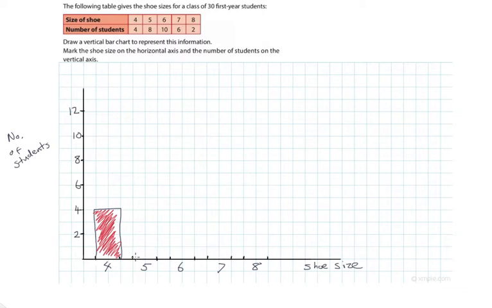And then we're looking at size 5. So size 5, there are 8 students with size 5. So we have to draw a line up to 8, and then across, and then down. And you would use a ruler because it would be a lot neater. If you really don't have a ruler, you can do what I'm doing and freehand it. But I would prefer, if you had a ruler, to use it.